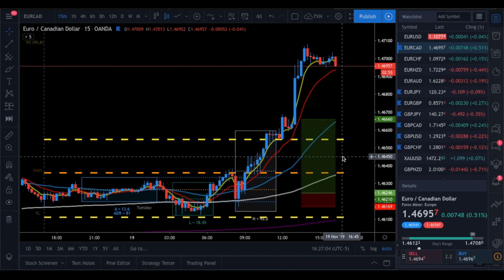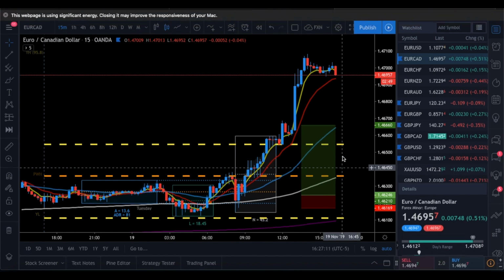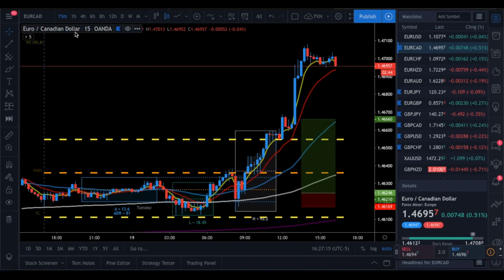So there's no need to literally rush this stuff. If the trade setup is there, you take it. If it's not, you don't take it. It's pretty simple. Just don't overcomplicate it.